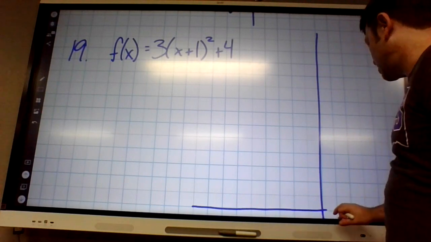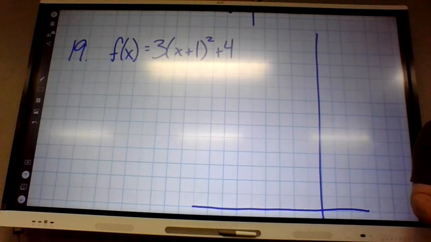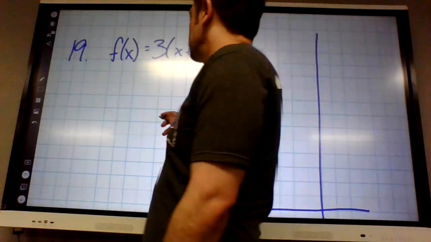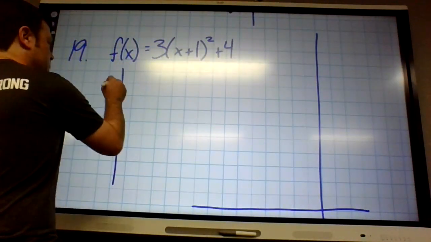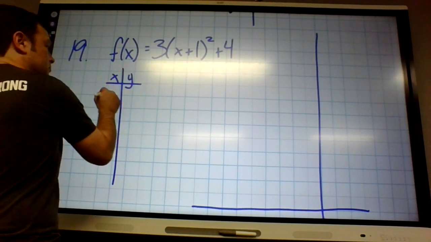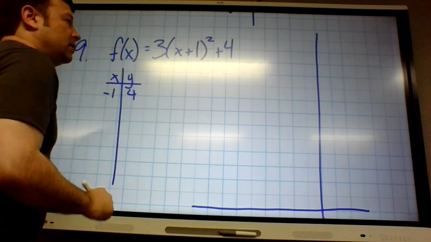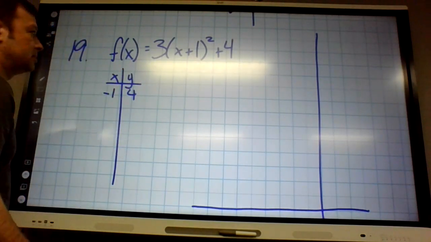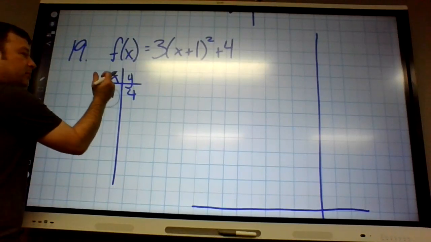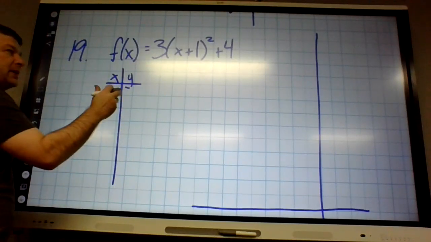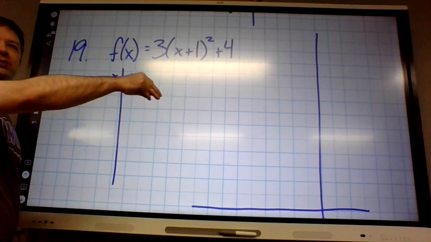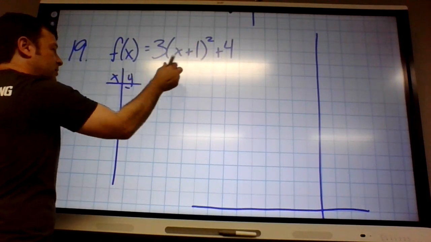I'm going to put my x-axis way down at the bottom because it's going to go up, up, up. It's gonna be so high. Where is the vertex? -1, 4. Yes.